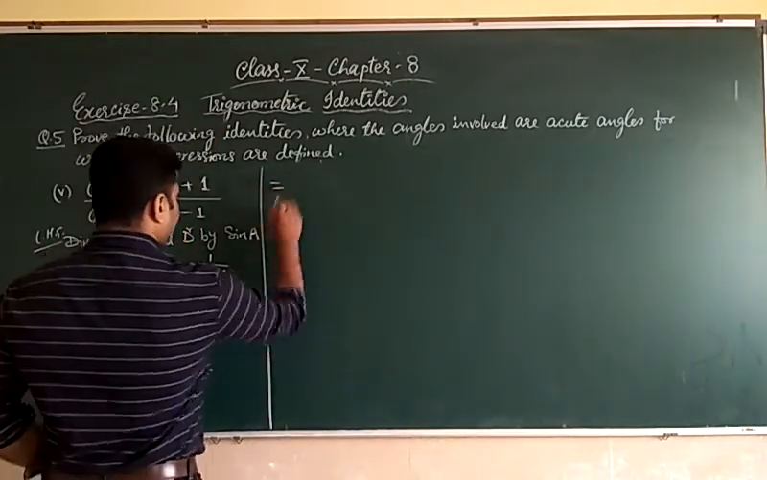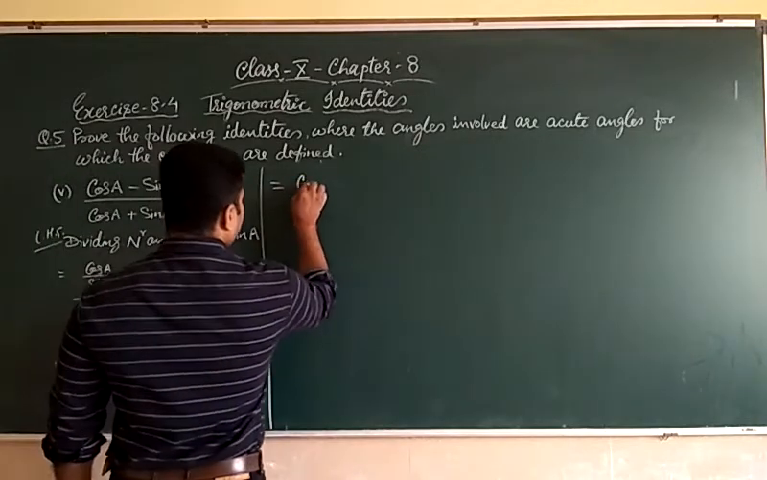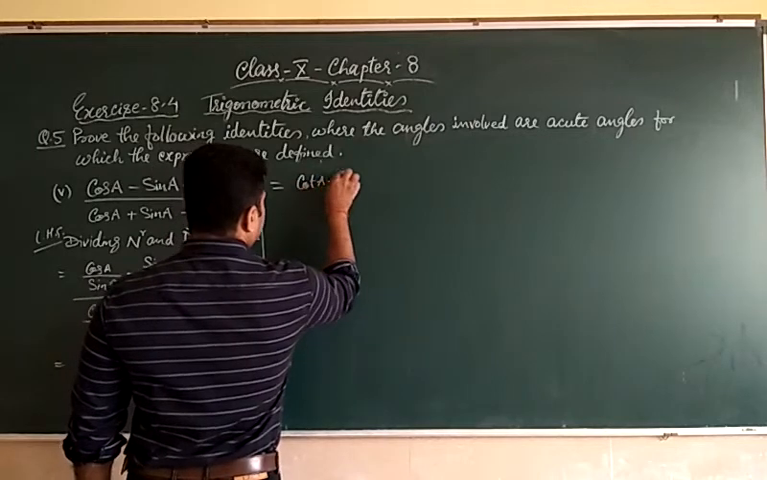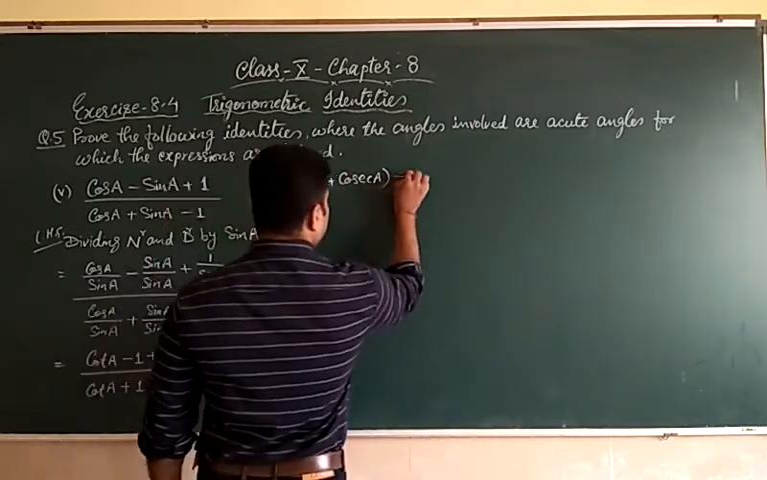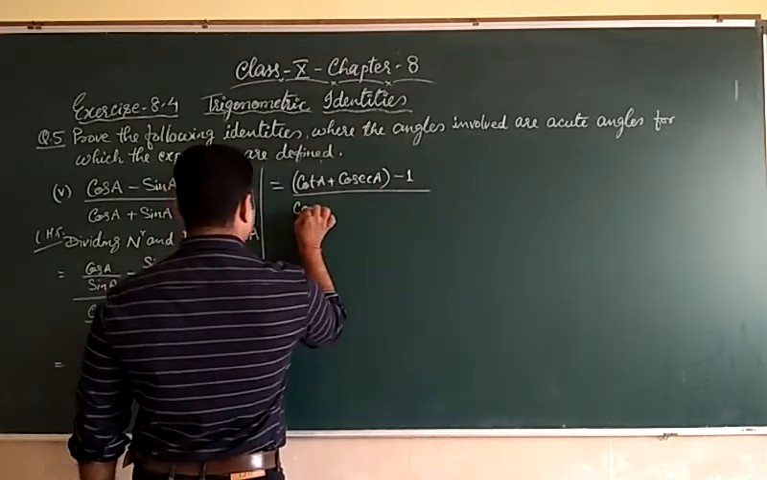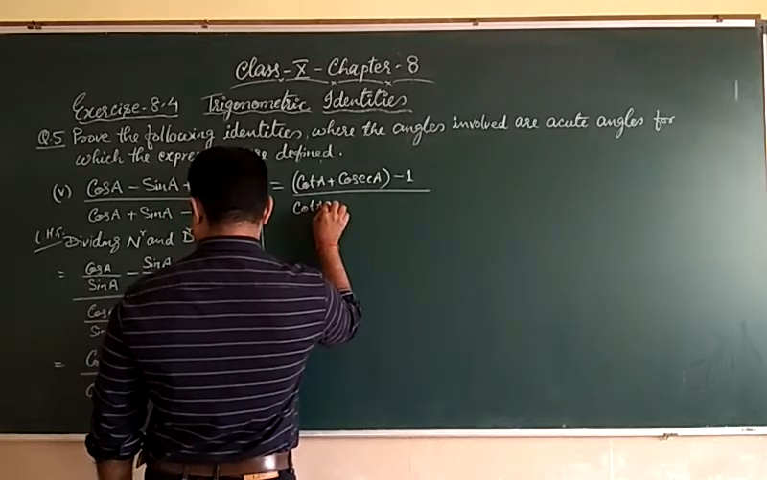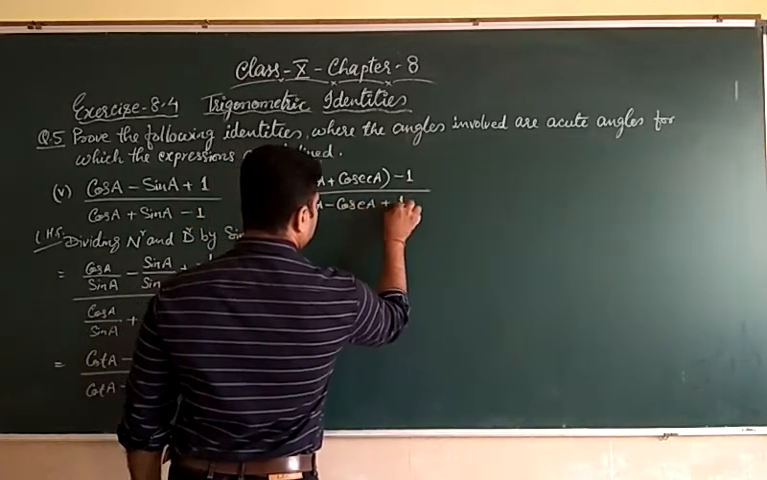In the next step, we can write it as cot A plus cosec A minus 1, upon cot A plus 1 minus cosec A. Clear?